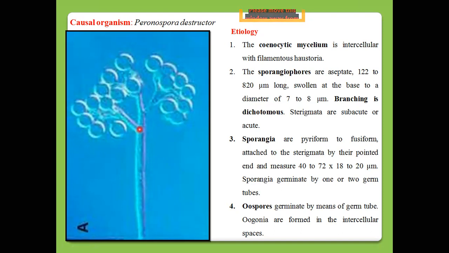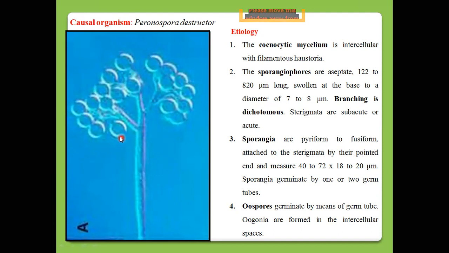Branching of this sporangiophore generally takes place on the top portion. The sporangiophore remains unbranched up to three-fourths of its length, meaning the branching structure always occurs on the top portion of the sporangiophore.